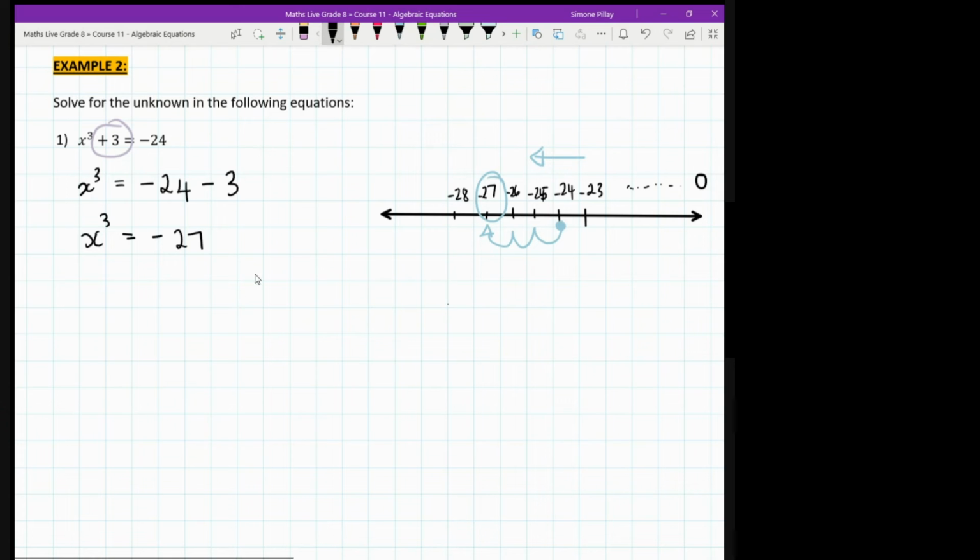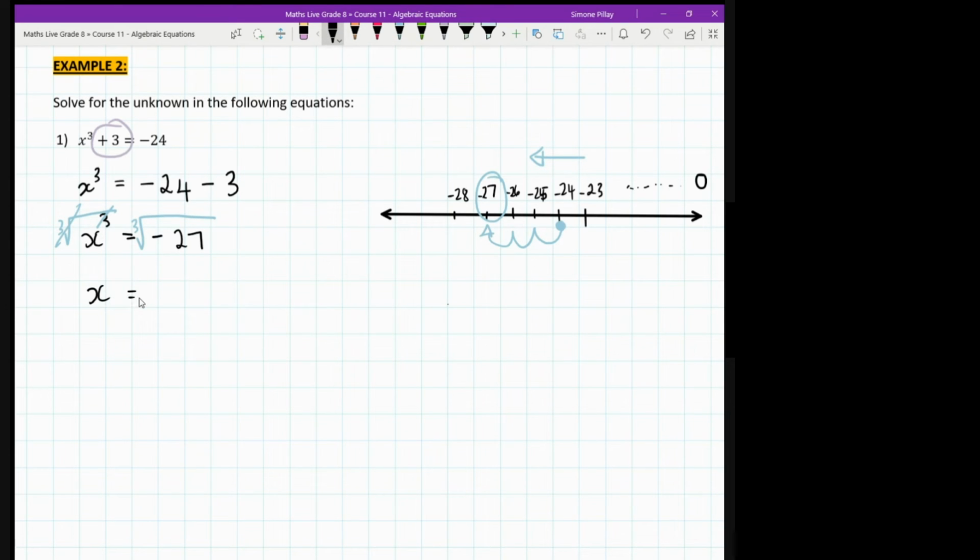Emefiele, what next? So, ma'am, to get rid of the cube, we're going to do the cube root on both sides. So then the cube root and the cube are going to cancel out and we'll be left with x.